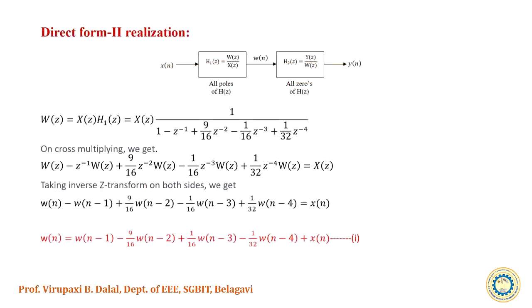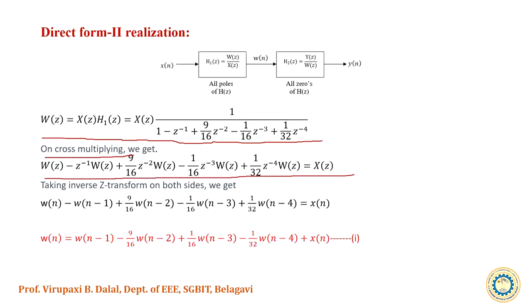Let us see direct form 2 realization. Same, H(z) is split into H1(z) and H2(z). H1(z) represents the poles of H(z) and H2(z) represents the zeros of H(z). Therefore, W(z) is equal to X(z) times H1(z), that is X(z) times the poles, that is 1 upon 1 minus z raised to minus 1 plus 9 by 16 z raised to minus 2 minus 1 by 16 z raised to minus 3 plus 1 by 32 z raised to minus 4. Cross multiplying, we get this equation. And take the inverse z transform, we'll get w(n) is equal to w(n minus 1) minus 9 by 16 w(n minus 2) plus 1 by 16 w(n minus 3) minus 1 by 32 w(n minus 4).